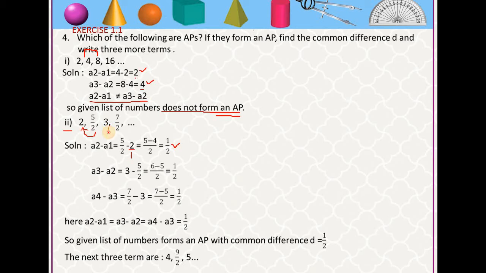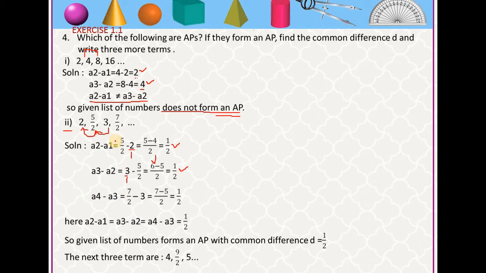Next, you take the difference of the third term and the second term. So A3 minus A2 is equal to A3 is 3 minus A2. A2 is 5 by 2. So let us take the LCM of the denominators, 1 and 2, which is 2. So 1 2s are 2, 2 3s are 6. So here 6 minus, LCM 2 1s are 2, 1 5s are 5. 6 minus 5 is 1, 1 by 2. So the common difference is 1 by 2.